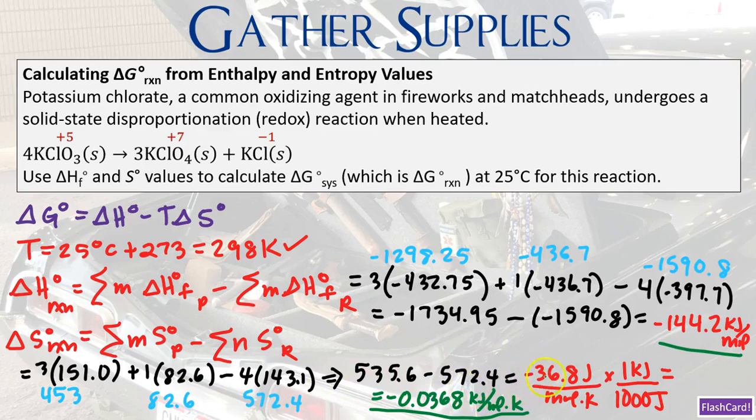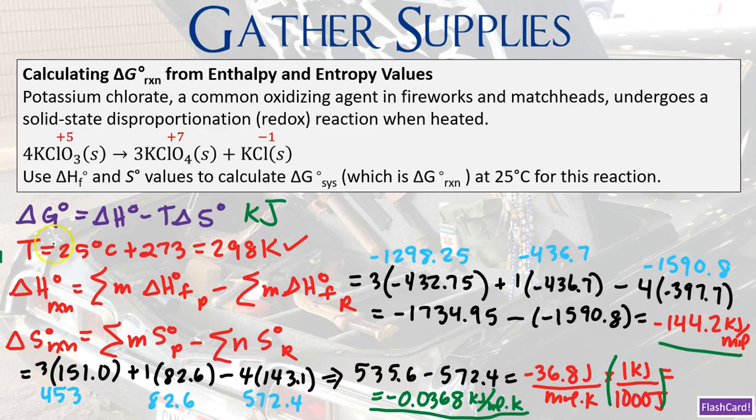I get negative 36.8, and we know for entropy, the units are joules per mole Kelvin, since we used the standard values. Now, again, we're talking about delta G naught, so we have to make sure our units match. Since my delta G naught units are going to be kilojoules, I must convert from joules per mole Kelvin to kilojoules per mole Kelvin. I'm going to take my negative 36.8 joules per mole Kelvin and multiply by 1 kilojoule divided by 1,000 joules. That is my conversion factor. And I get a value of negative 0.0368 kilojoules per mole Kelvin for delta S naught of the reaction.